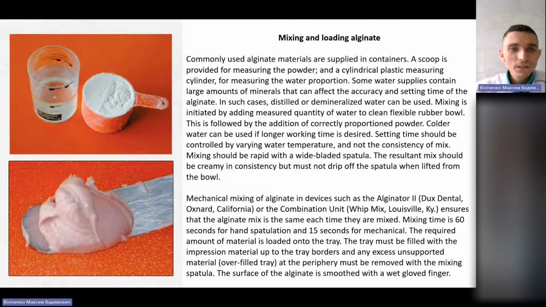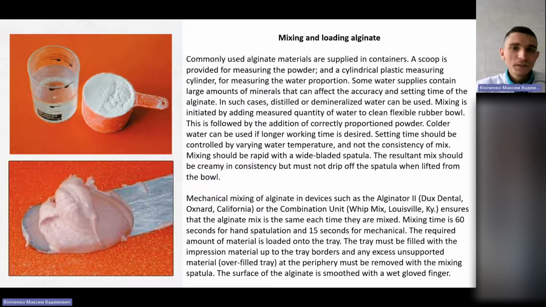This is followed by the addition of correctly proportioned powder. Colder water: we need to use only cold water, not hot water. Of course, check the temperature of the water, because if you use, for example, hot water, the alginate will harden before you put this tray in the mouth of the patient. So we need to use only cold water.